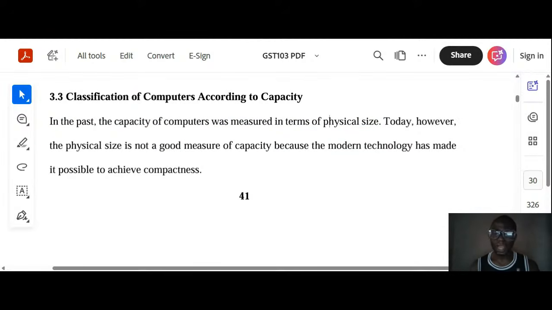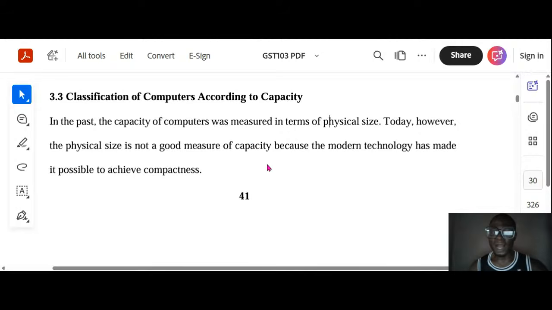So I believe you guys haven't forgotten about classification by signal and classification by purpose. The last one is classification by capacity.